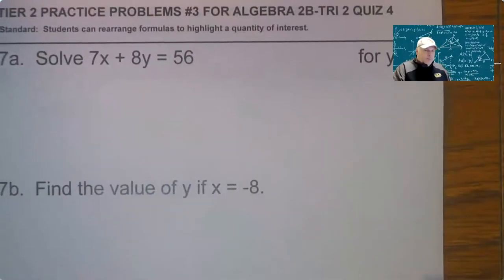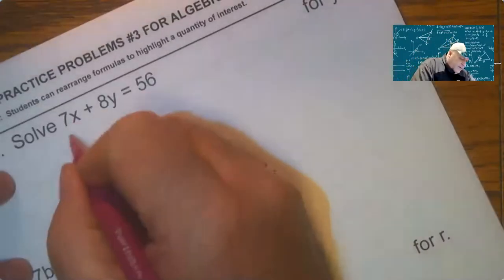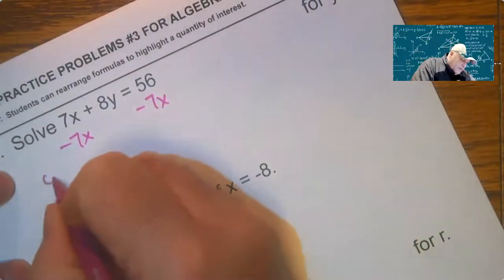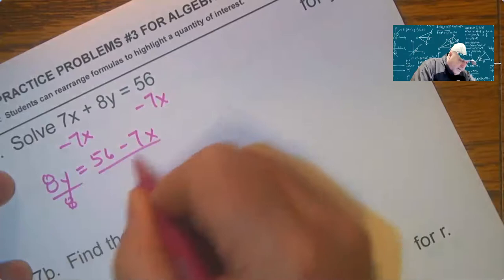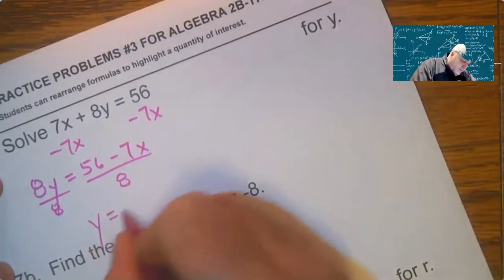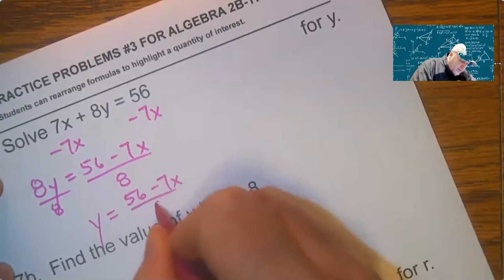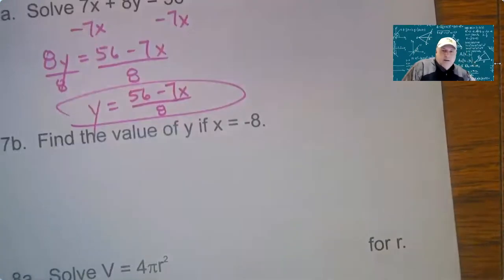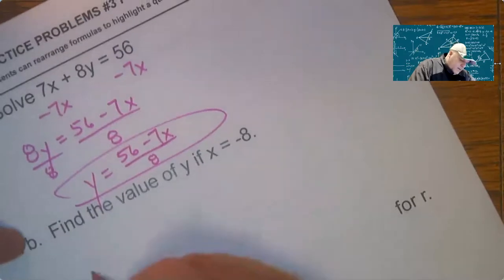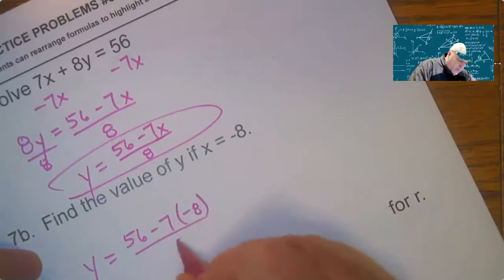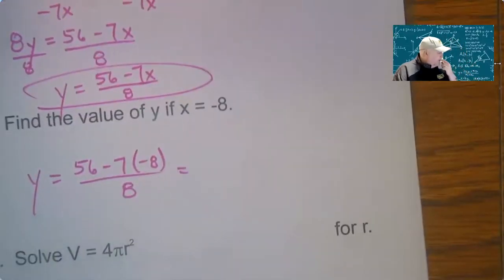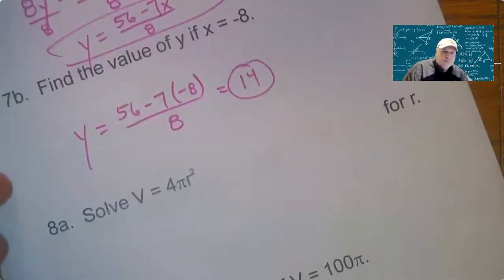So we want to solve for y on 7a. So we want to isolate the term that contains it. So 8y equals 56 minus 7x. Then we want to divide by 8 everywhere. So y equals 56 minus 7x over 8. Find the value of y if x equals -8. Over 8. So that looks like 56 plus 56 over 8. And that's going to be 14.